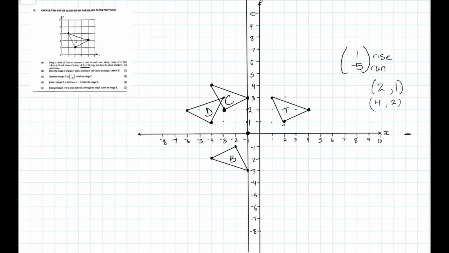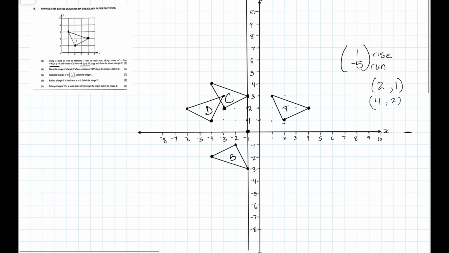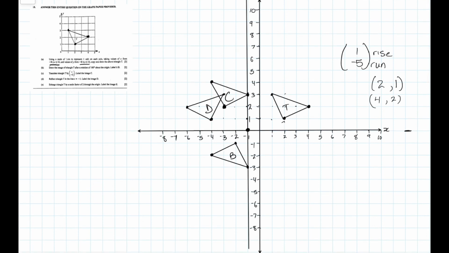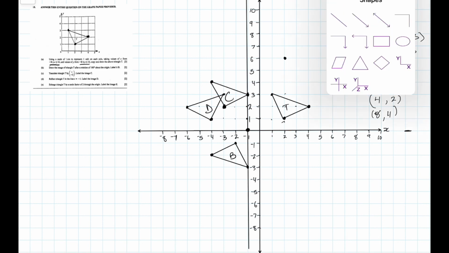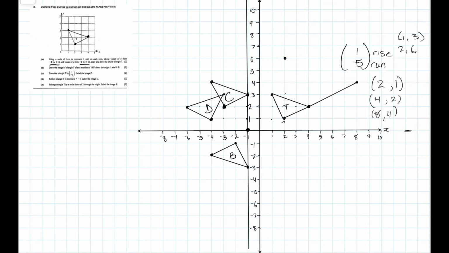But again, the next point, that is 4, 2. So the actual 4, 2, we're going to scale that up by 2, which makes it 8, 4. So 8, 4. And then the last point, 1, 3, will scale up to 2, 6. So 2, 6. And now we're going to join those points to form our new shape, and we're going to label it E.